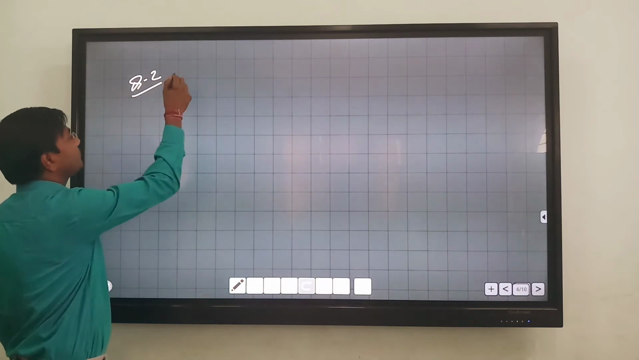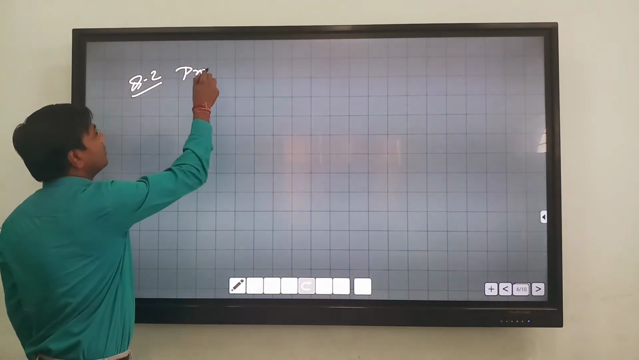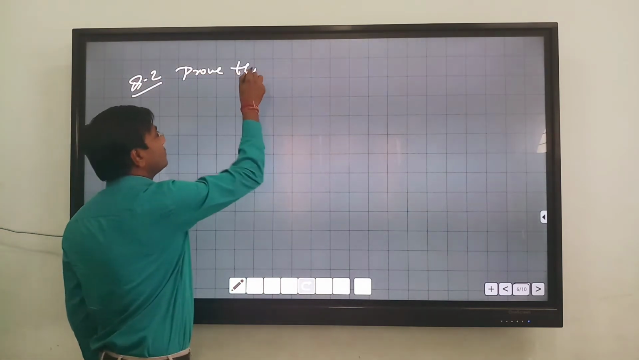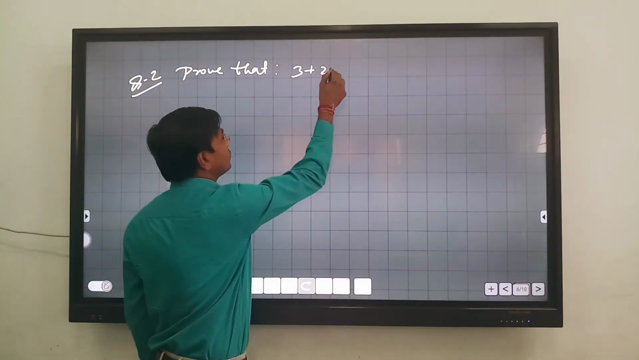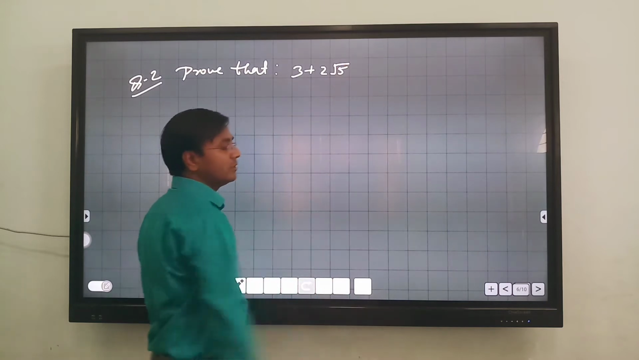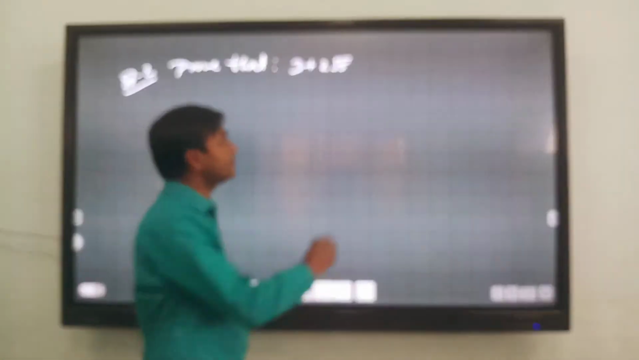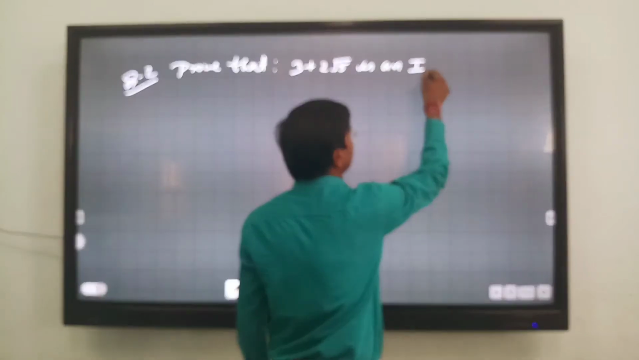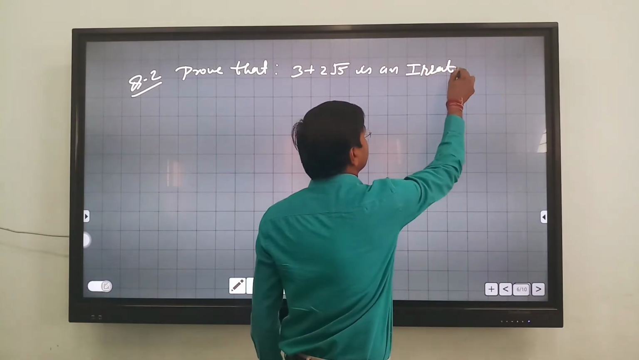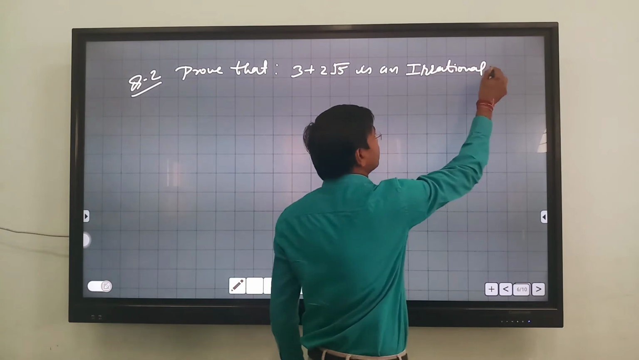Question number 2. Prove that 3 plus 2 under root 5 is an irrational number.